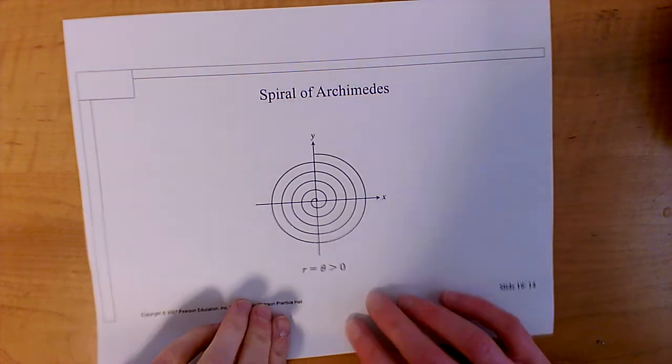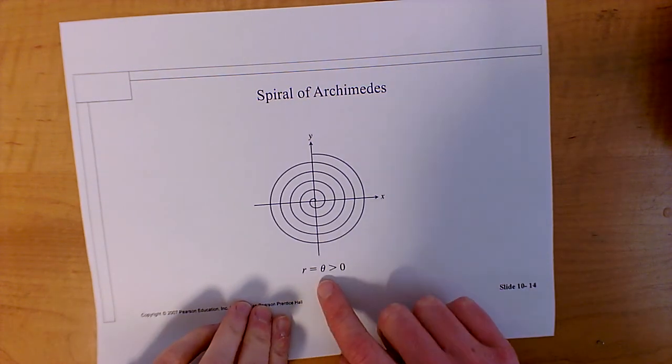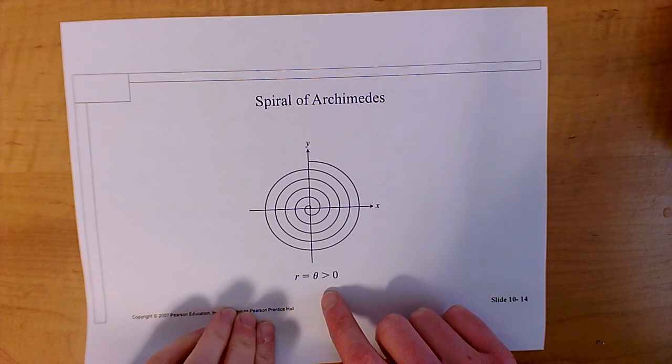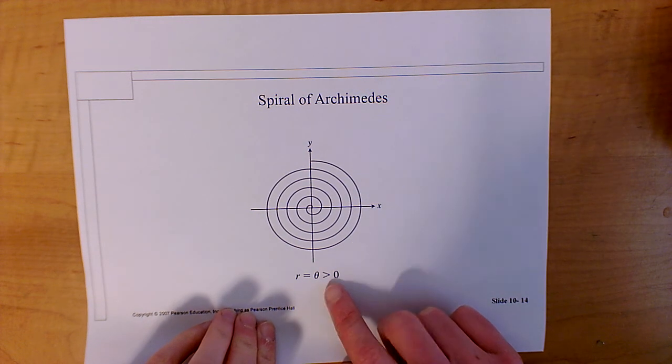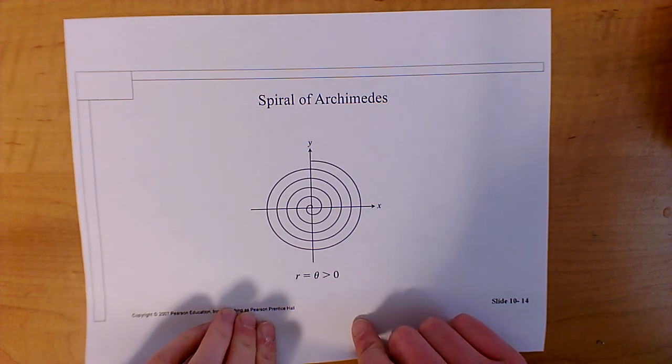And then the spiral of Archimedes, well, that is just r equals theta, and we have to say theta is positive. I've never seen this come up on an AP exam, but there you go. Maybe something interesting to know if you take some higher math courses or if you're ever on Jeopardy.